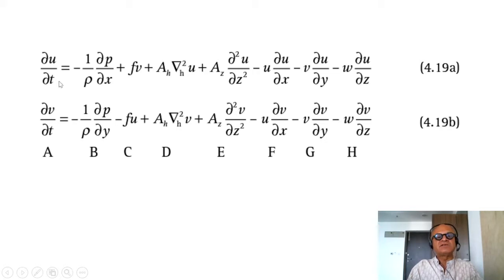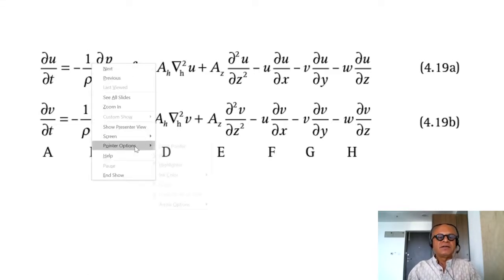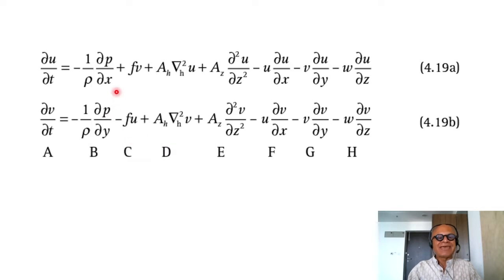So du dt, the zonal momentum equation or zonal equation of motion, is the pressure gradient, minus 1 over rho dp dx. We are still carrying rho, even though it's incompressible. We cannot throw it out because it becomes very important in the vertical, where gravity and density together decide the net buoyancy, plus Fv, the Coriolis term, plus the eddy viscosity or eddy momentum term in the horizontal, the momentum mixing term in the horizontal.